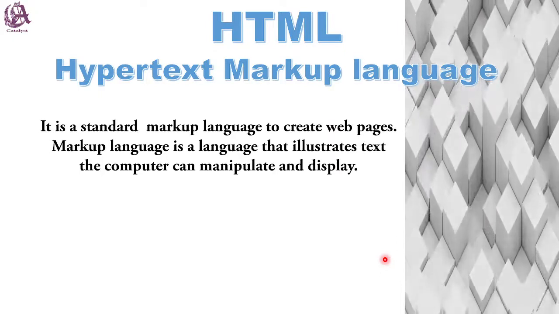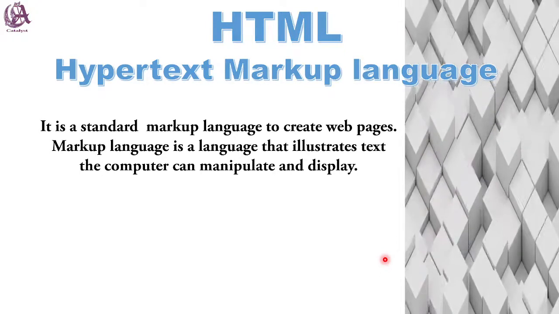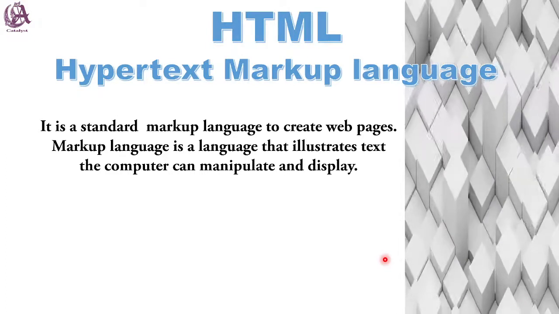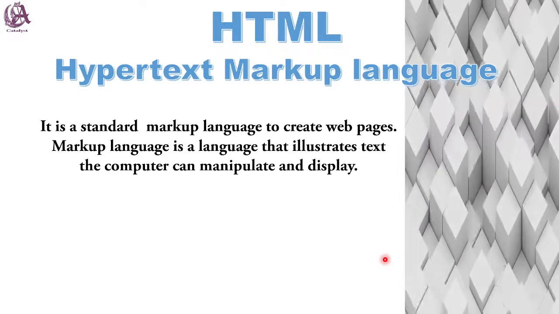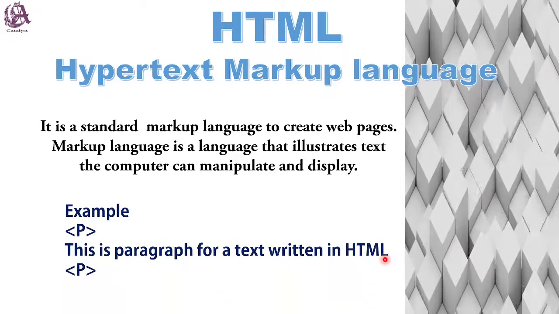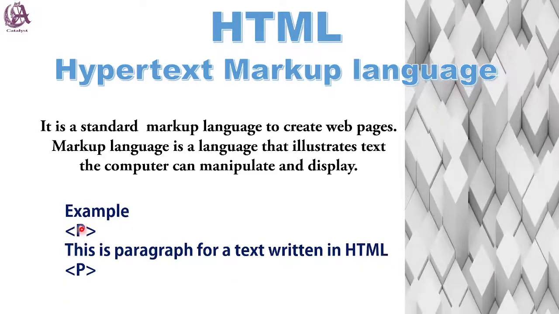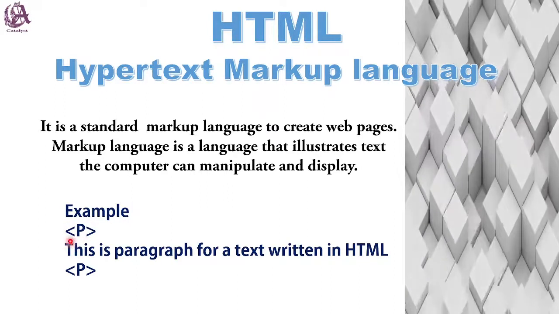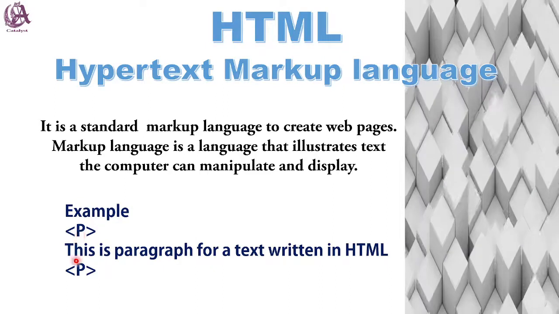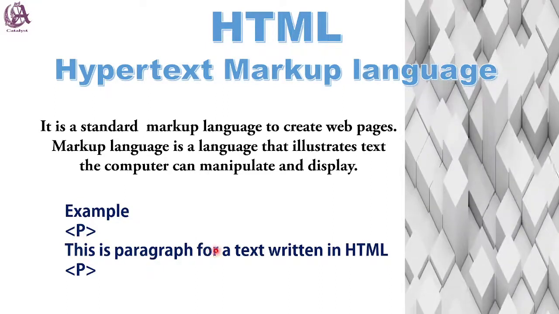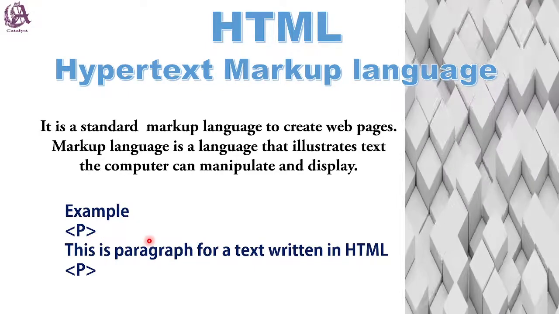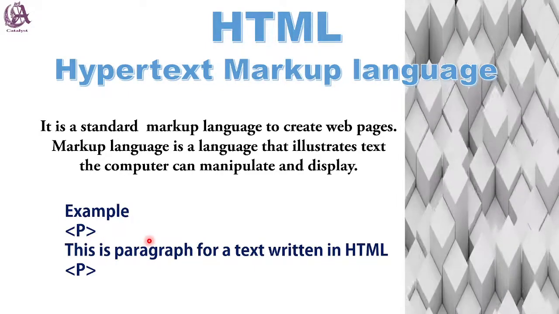It is a standard markup language to create web page. Markup language is a language that illustrates text the computer can manipulate and display. So example is the paragraph element, like you can see here. So this is one of the example with the angle brackets, and the P stands for paragraph element. So whatever you write inside this particular tag, it will show up on the browser page in the form of paragraph.